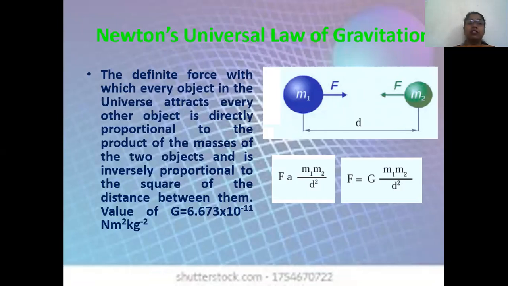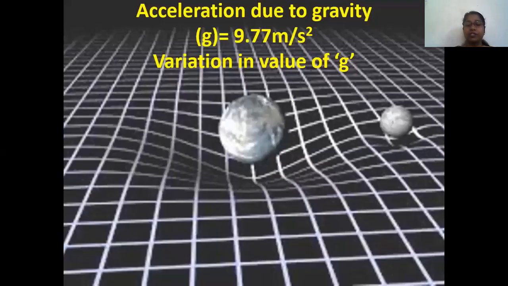So the definition of Newton's universal law of gravitation is: the force with which every object in the universe attracts every other object is directly proportional to the product of the masses and inversely proportional to the square of the distance between them. The value of G was given by Henry Cavendish, and the value is 6.673 × 10^-11 N m²/kg². This was also a question asked last year, March 2020.